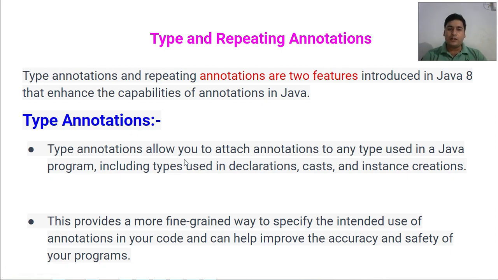Type annotations allow you to attach an annotation to any type used in a Java program, including types used in declarations, casts and instance creations. They provide a more fine-grained, general way to specify the intended use of annotations in your code, which can help improve the accuracy and safety of the program. Let's see what type annotations are.